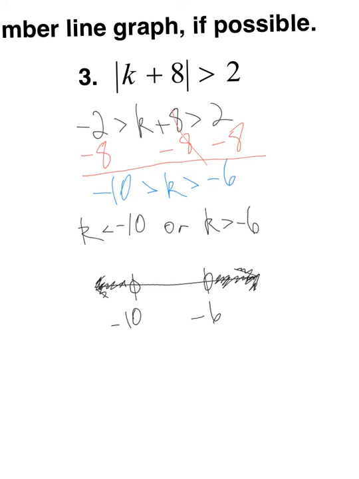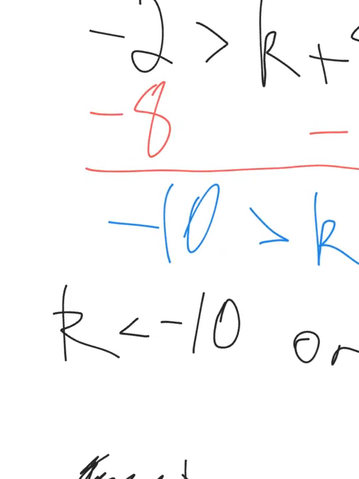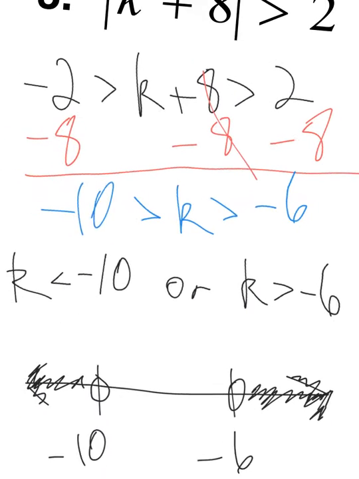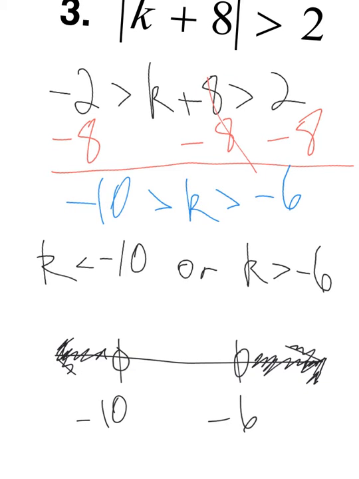K is going to be less than -10, looking at it from this way. Or you can say that k is greater than -6. So because it's split up like that, it's shading in the opposite directions. And these are open circles again because the inequality signs were not underlined.